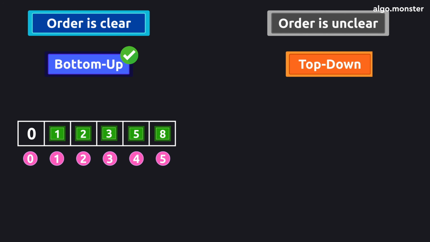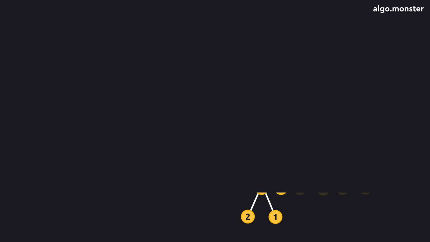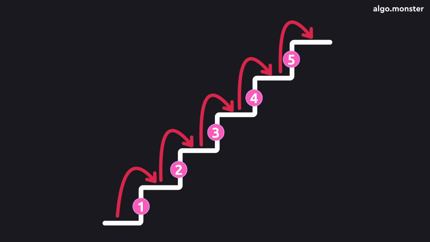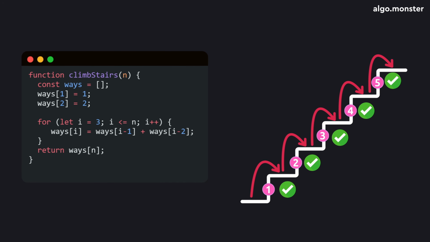But if the order is unclear or hard to reason about, top-down is often the better option to start. Now let's apply this comparison to our staircase example. Here, we need all steps from one up to the final one. There are no unnecessary subproblems. And we also know the exact order in which everything should be computed, bottom-up. And the code itself is much simpler too, just a loop instead of recursive calls and checks. So for this staircase problem, tabulation really wins on all fronts.